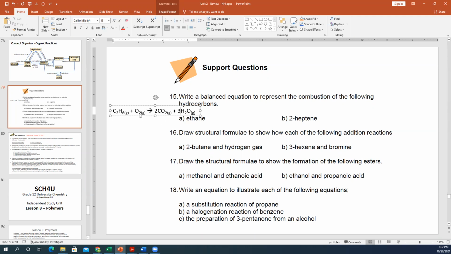We have 2 oxygens on this side. Is it balanced? No. What number can we put here? Can we put a 7? No, because 7 times 2 would give us 14 oxygens. We don't have 14 oxygens. We have 7 oxygens. So what can we put?